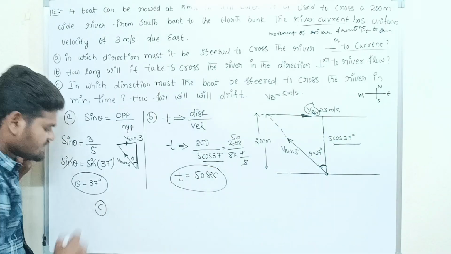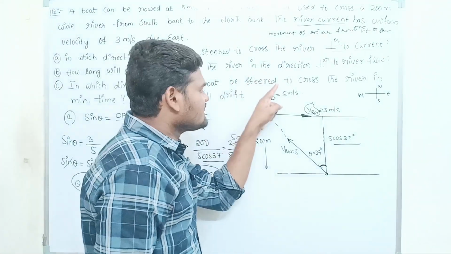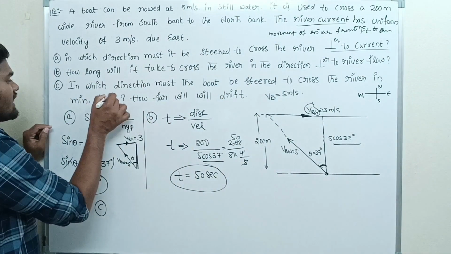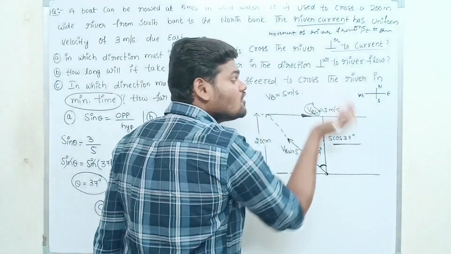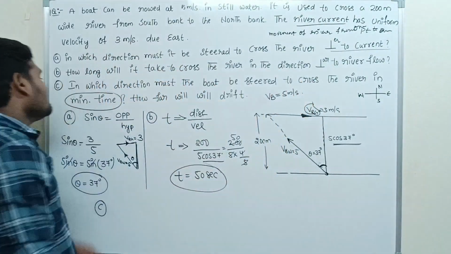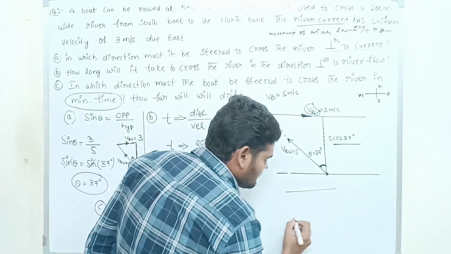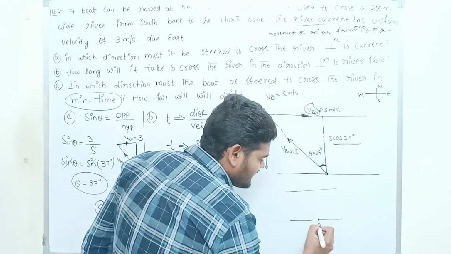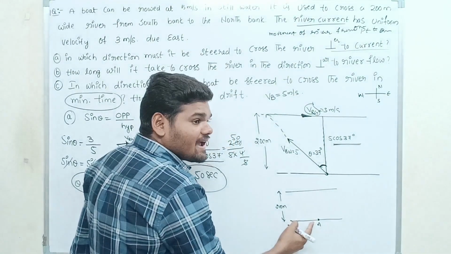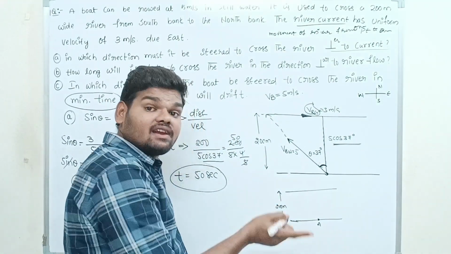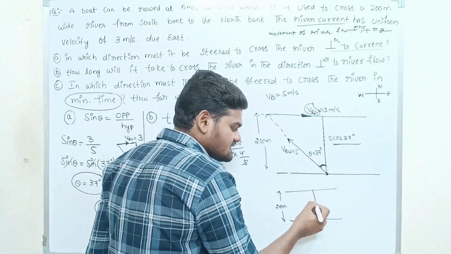Right. Question C: what are they asking? In which direction must the boat be steered to cross the river in minimum time? In which direction does this boat have to move to cross the river in minimum time? Have a look. Here is a boat at a point A, and this is a 200 meter wide river. Now the boat has to cross the river in minimum time. If this boat moves in a straight line path.